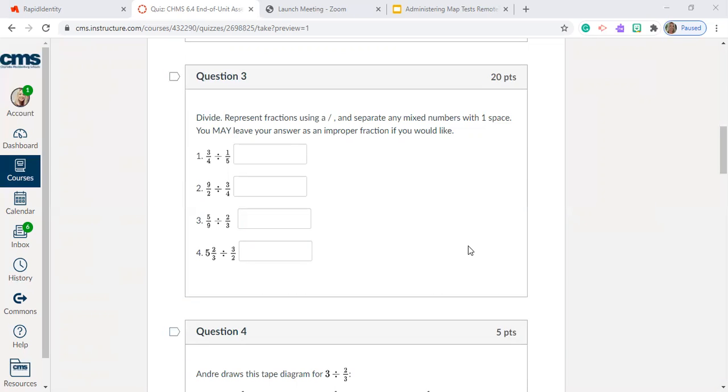Number 1 is 3/4 divided by 1/5. Number 2, 9/2 divided by 3/4. Number 3, 5/9 divided by 2/3. And number 4, 5 2/3 divided by 3/2. Once you have those copied down in your notebook, go ahead and use your strategies to solve for dividing fractions. Pause and do the work.